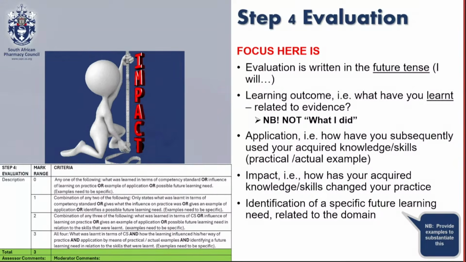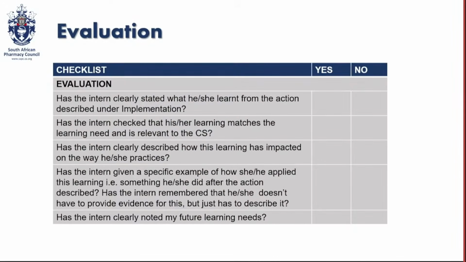And the example is critical. If you don't have the example there, if the intern doesn't have the example there, they're not seen as fully competent. They usually get a 2 for that. Yeah, and then the checklist again.